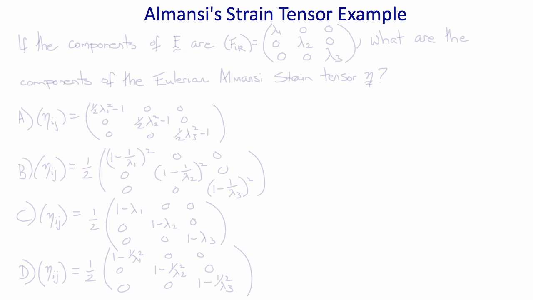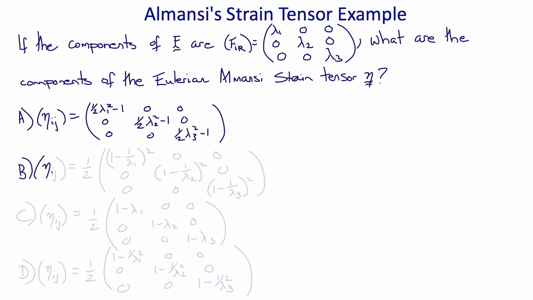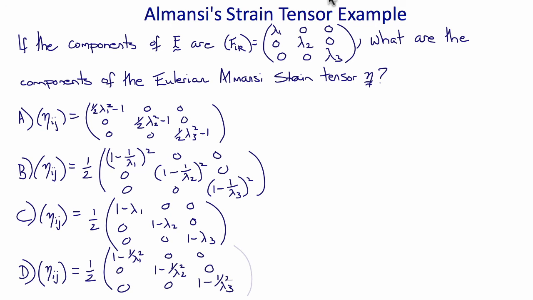Let's work out the Almansi strain tensor components for the same deformation gradient tensor components as in the previous example. If the components of F are lambda 1, lambda 2, and lambda 3 on the diagonal, what are the components of the Eulerian Almansi strain tensor, eta? So here are your four choices this time, A, B, C, and D. See if you can work that one out.